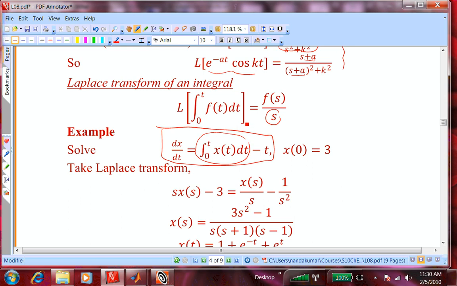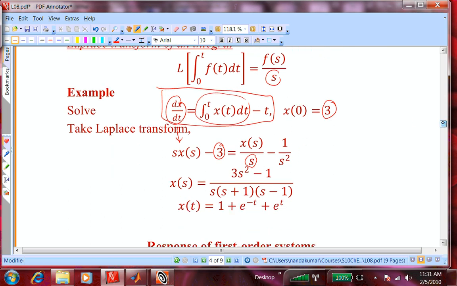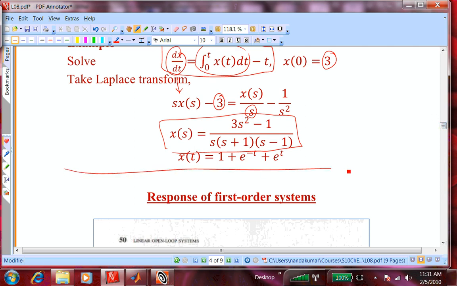But in Laplace transform, it's very easy because on the left hand side, I just transform the derivative as s times x of s minus x at 0, which is 3. Okay? And then on the right hand side, the Laplace transform of the integral is the Laplace transform of the function divided by s. Okay? And then minus t, Laplace transform of t is 1 over s squared. So it's as easy to solve a differential integral equation where you have both derivative term and integral term in the Laplace domain. And the solution is given by this. And of course, you need to do inverse Laplace to invert it or use partial fractions. Okay? So that completes basically what I wanted to do in Laplace transform review.